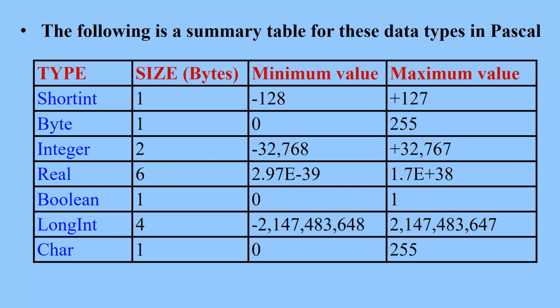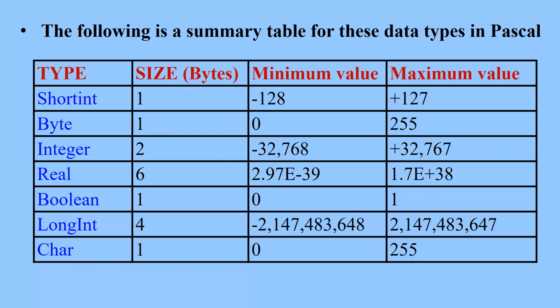The following is a summary table for these data types in Pascal. So this table indicates various data types, their size, the minimum value and the maximum value each type can hold. If, for example, you are to use short int, it will accommodate only 1 byte, meaning it can only accommodate a value between negative 128 and 127. Anything beyond 127 or less than negative 128 cannot be accommodated.